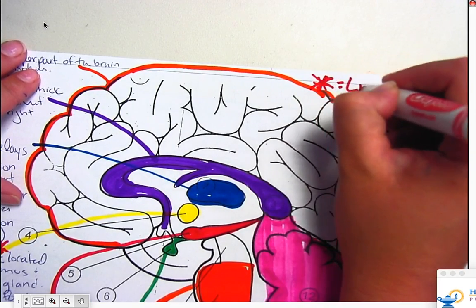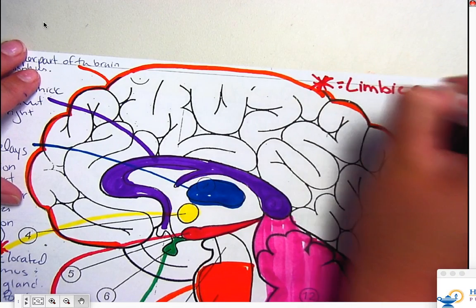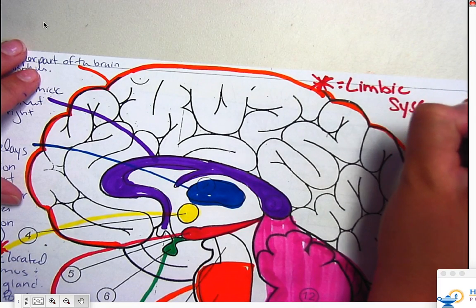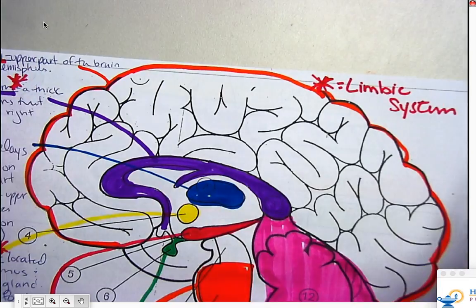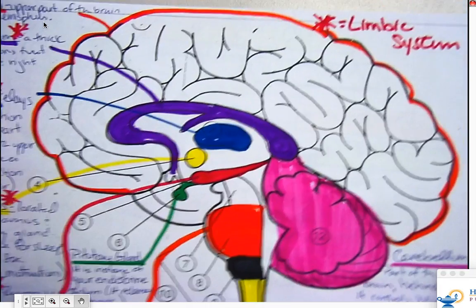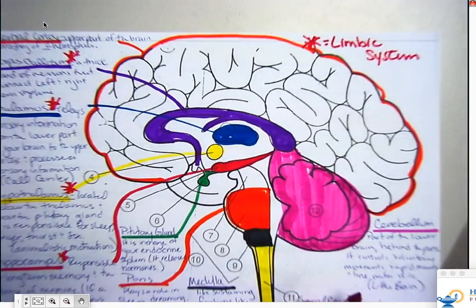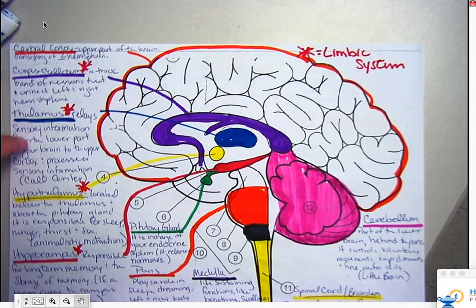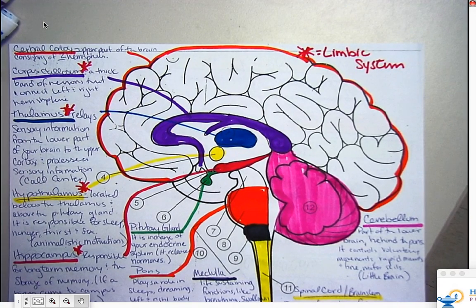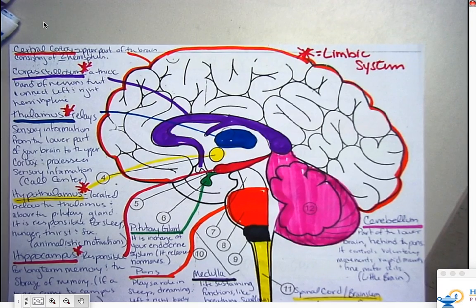equals limbic system. Now your limbic system is what deals with all of your emotions. So you need to have a star. You need to know that the corpus callosum, the thalamus, the hypothalamus, and the hippocampus all fall under the limbic system. The limbic system is what I personally think is the hardest part of the brain. I personally believe they are the hardest.